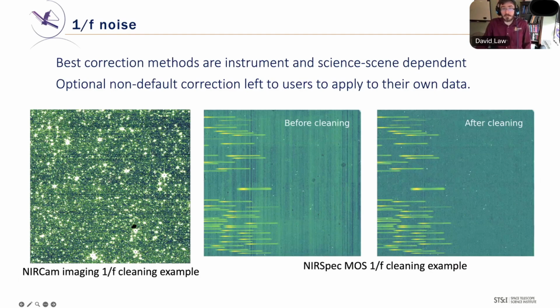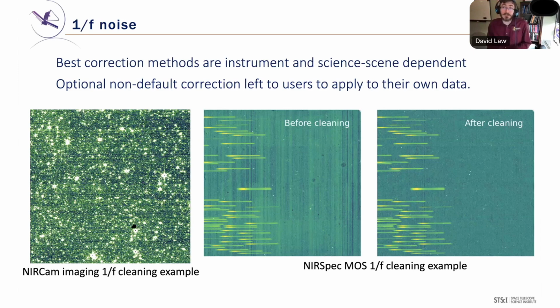Likewise for NIRSpec, here's an observation of NIRSpec multi-object spectroscopy. Each of these different lines here are the dispersed traces of many different objects in your field of view. And you can see these strong vertical bands of striping going across the detector. This is that 1/f noise. If you were to look at the spectrum of your object, you might see either emission or absorption troughs in your object spectrum that aren't real. They're just due to this striping instead. Then on the right here is what that looks like after we've done that cleaning, where it's much reduced in terms of the size of these artifacts on the detector.